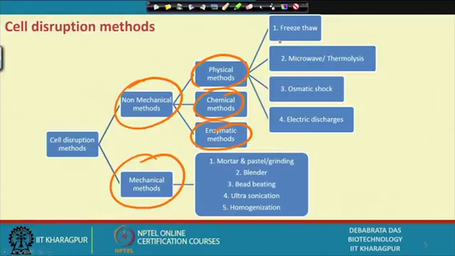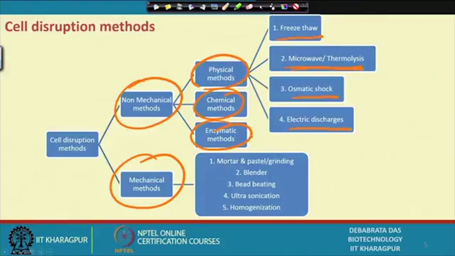Now in the physical method, we have freeze and thaw. We understand that we freeze the cells, then we thaw them. That means we liquefy them, so the cells burst in between that. Then microwave and thermolysis. Then osmotic shocks, due to which cell breakage takes place. Electric discharge also causes the breaking of the cells.